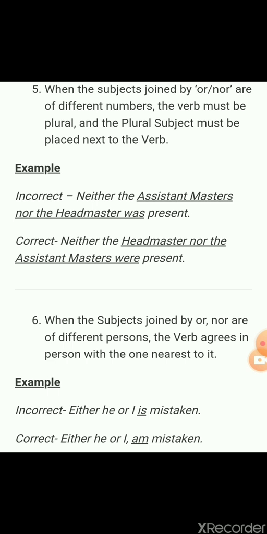So 'he' is a little far. What is close to the verb? That is 'I', and I will go with 'am'. It's so simple to understand.